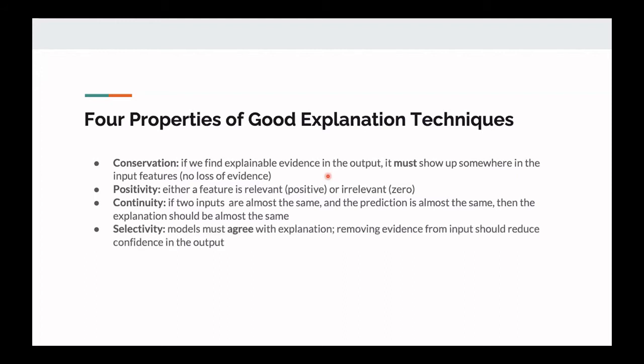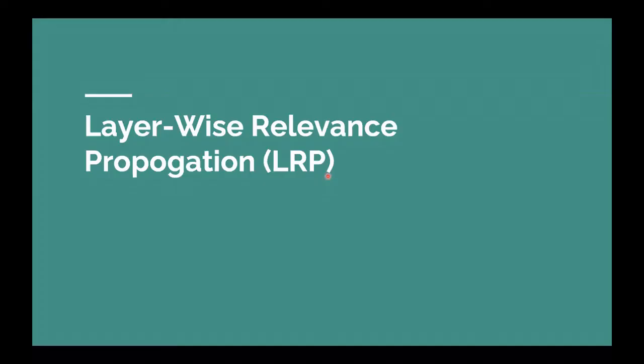And the last one is selectivity, which is the idea that models have to agree with the explanation. So for example, if we found some piece of evidence in an input image, and then maybe we blurred that section of the image, and then we refed the blurred image through the network, we should see a decrease in confidence in the output. And LRP as an explanation technique happens to satisfy all of these properties, whereas the previous ones and others don't. So that's an advantage of LRP.